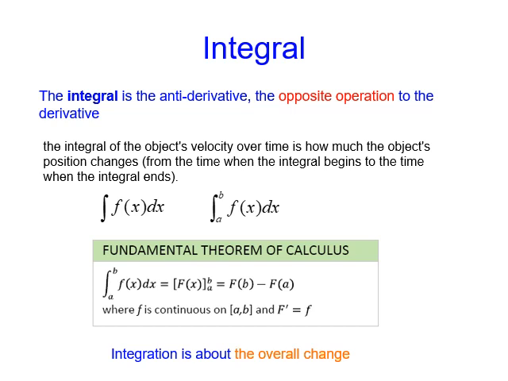Integration is the antiderivative, or the opposite operation of the derivative. So if the speed is the derivative of distance over time, then distance is the integration of the velocity over time. Here is the notation of the integration, and the fundamental theorem allows us to calculate the integration. Integration is about the overall change.